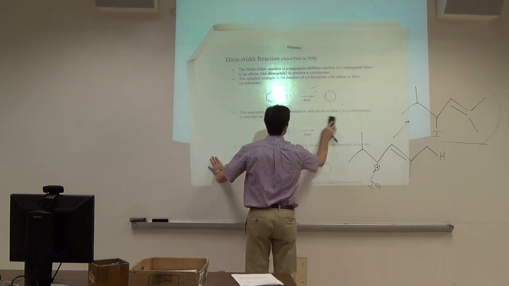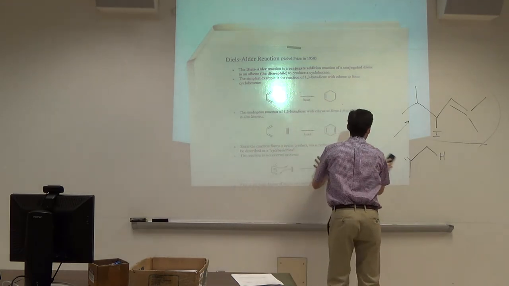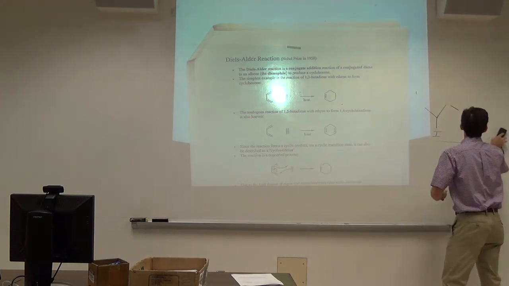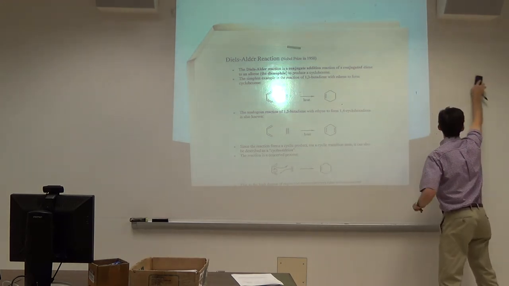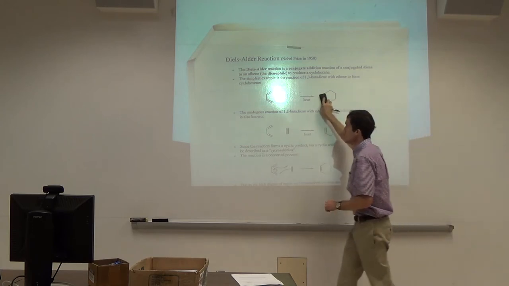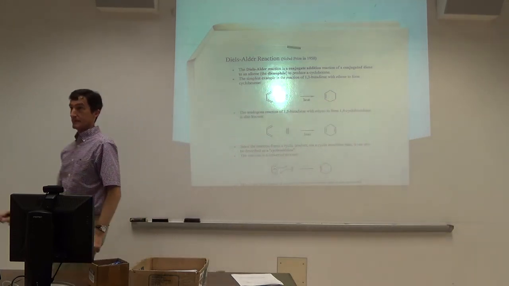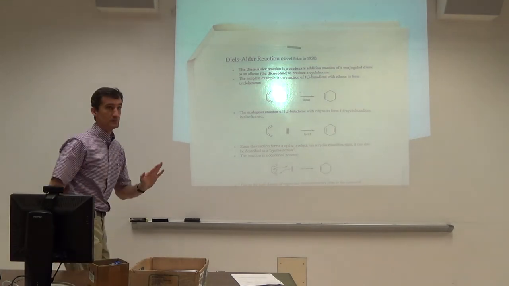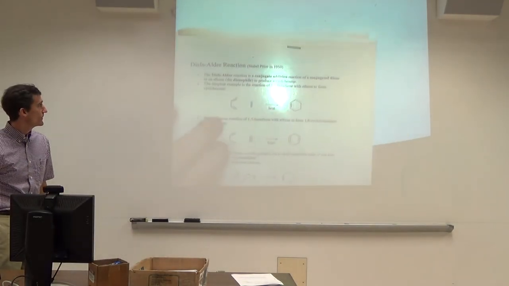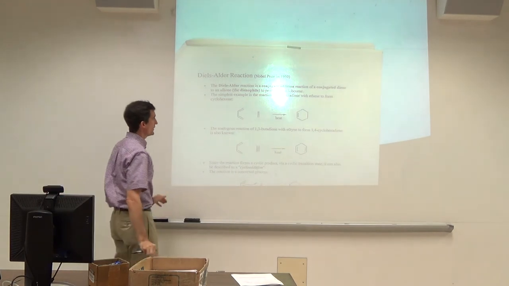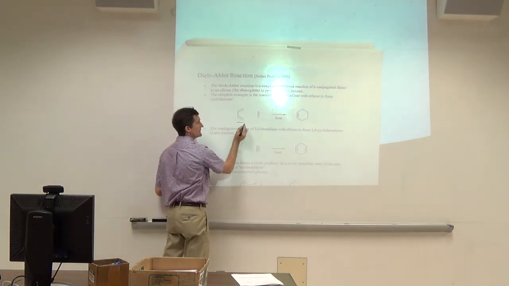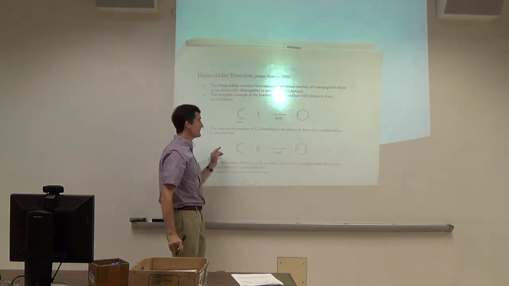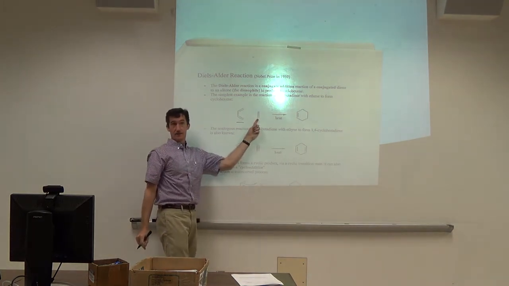Diels-Alder, very important. First thing about Diels-Alder is you have to be able to add 4 plus 2 equals 6. Okay? That's the first part of it. Diels-Alder involves a diene, a conjugated diene, reacting with an alkene.